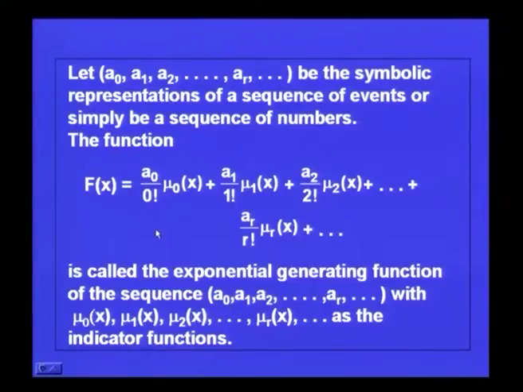As you see, in the case of the ordinary enumerator it will be a0 μ0(x), a1 μ1(x), etc. In the case of the exponential enumerator it is a0/0! μ0(x), a1/1! μ1(x) and so on. Usually it is always advisable to take the indicator functions as 1, x, x², x³, etc.